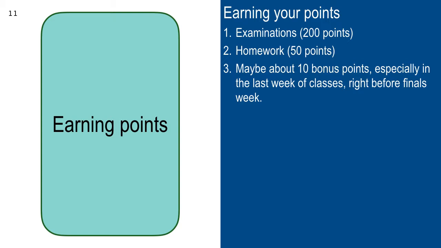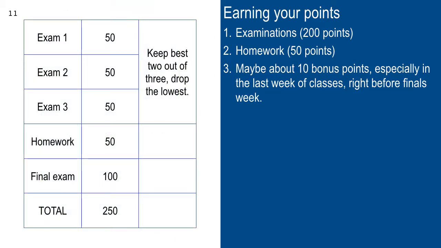Earning points. The things that you do to earn your semester grade. Here's kind of a table of them. Each midterm is worth 50. Now we're going to keep the best 2. So that's a total of 100 between those midterms. And then homework, we're going to have more than 50 questions, but we're going to convert it down percentage-wise to 50 points. And then the final is 100 points.